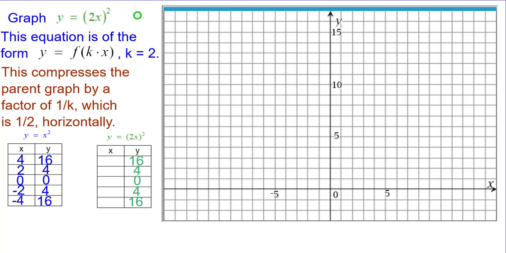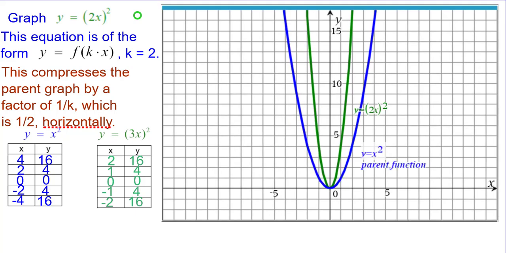Notice the same y values. But my x coordinates are going to be multiplied by 1/2. That's that compression factor. Then 2 times, and then 2 comma 16. So 2 times 1/2 is 1 comma 4. The origin remains unchanged. Negative 1 comma 4, or we could use symmetry about the y-axis. And then negative 2 comma 16. So I'll go ahead and connect those 5 points and get a very skinny looking parabola compared to its parent function.